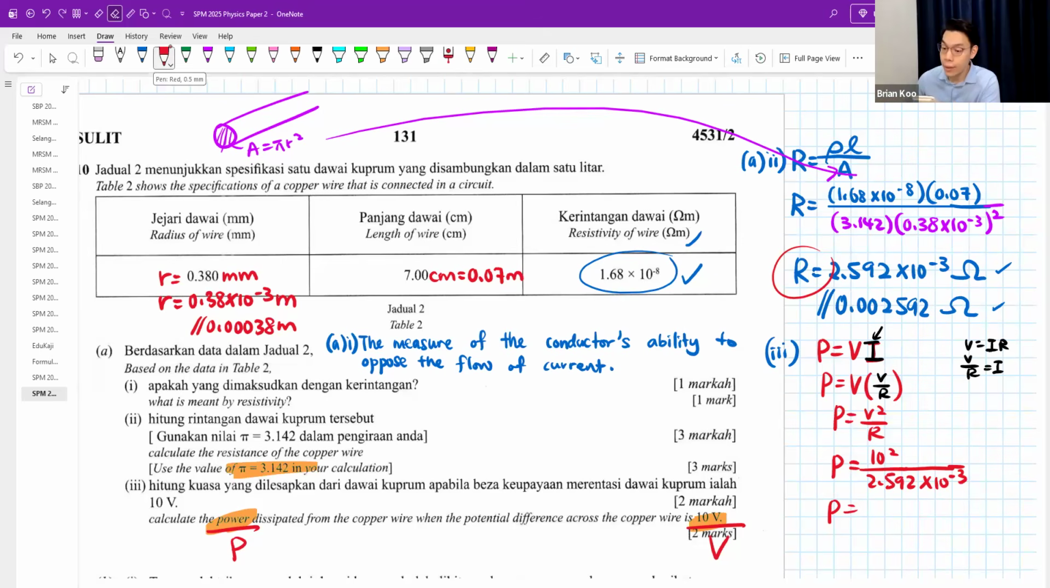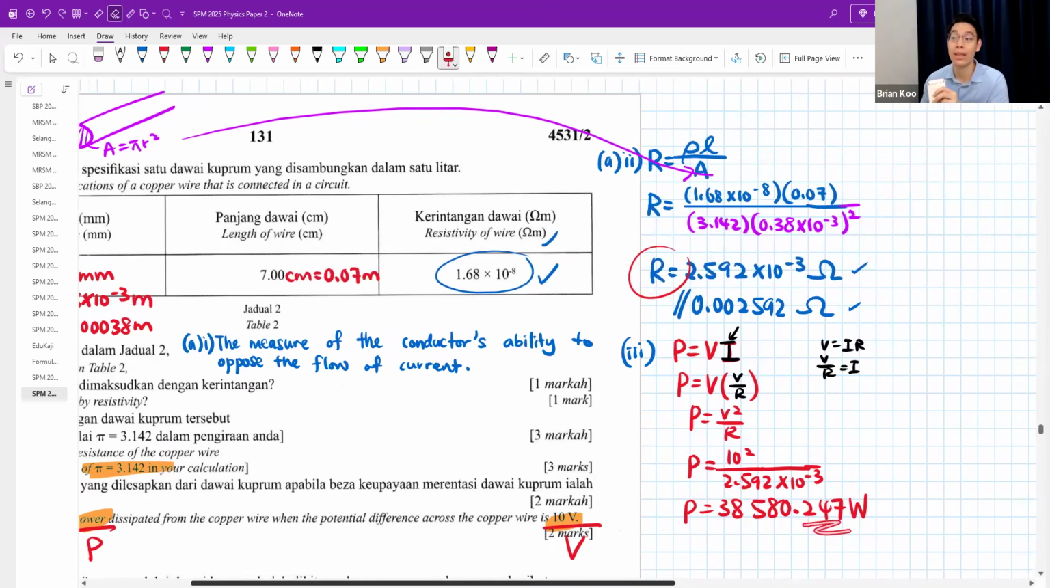Power, I get 38,580.247. That is in watts. You might get a slightly different answer. It doesn't matter. It depends on what value you sub in. So your answer doesn't have to follow mine. Follow your value. As long as it's 38,580 something. The decimal behind is different, never mind. It is okay.